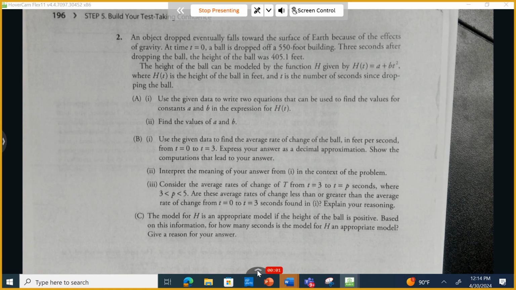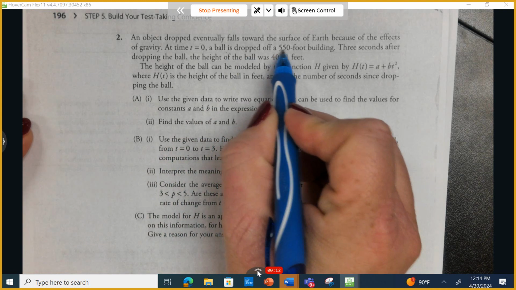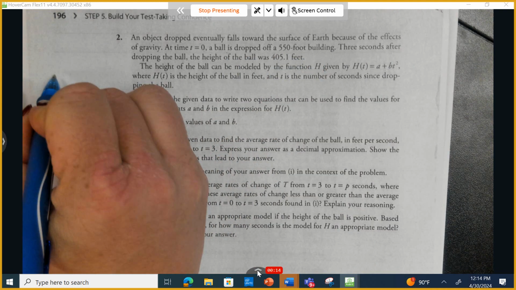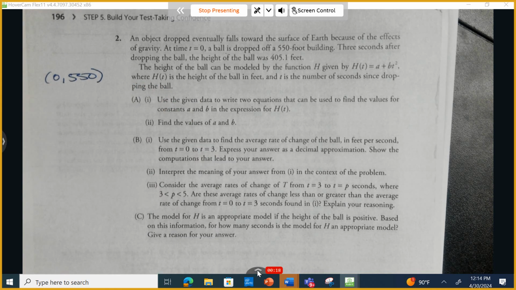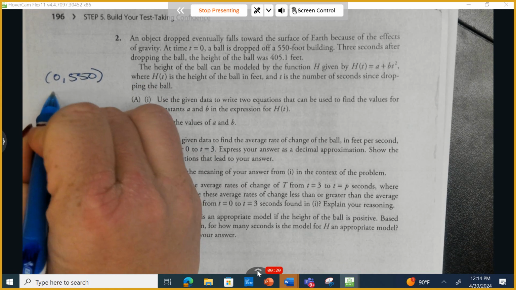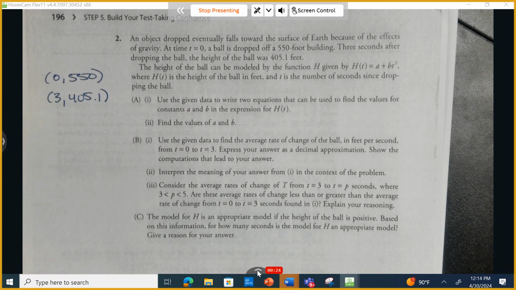So we have an object that eventually falls towards the surface of the earth based on the effects of gravity, and we're given 2 points. We're told at t equals 0, the ball is dropped off a 550-foot building. So let's write that down. We have 0 as the input, 550 is the output. 3 seconds after it's dropped, the input is 3 and the output is 405.1.